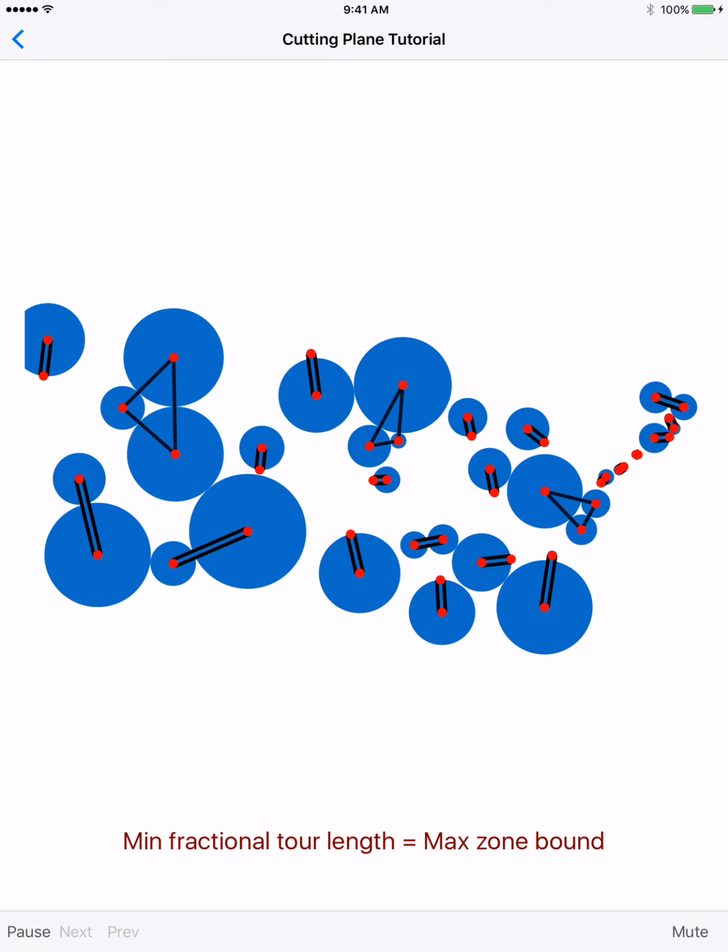The zones show that we cannot obtain a better fractional tour, and the fractional tour shows that we cannot obtain a better packing of control zones. Together, it means that both the tour and the packing are optimal. It is a fantastic theorem that such an equality between the minimum tour length and maximum zone bound is always true, for any collection of points you can draw.